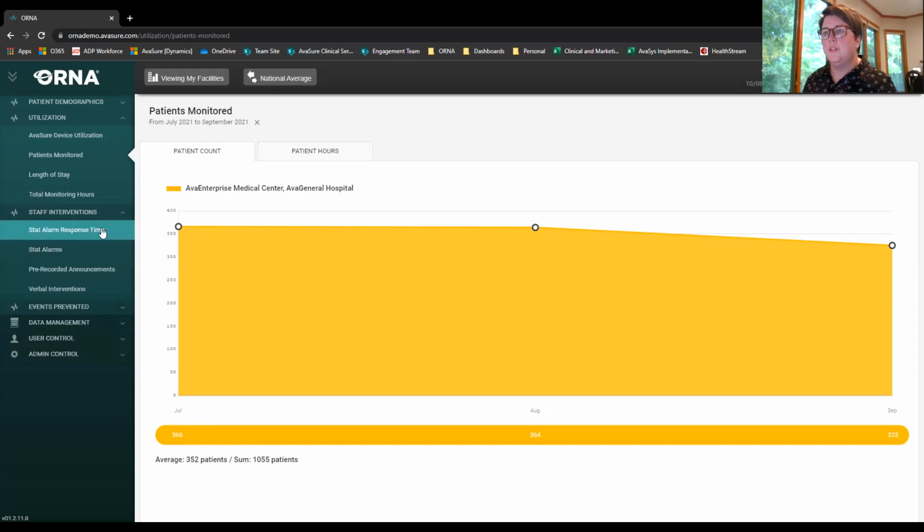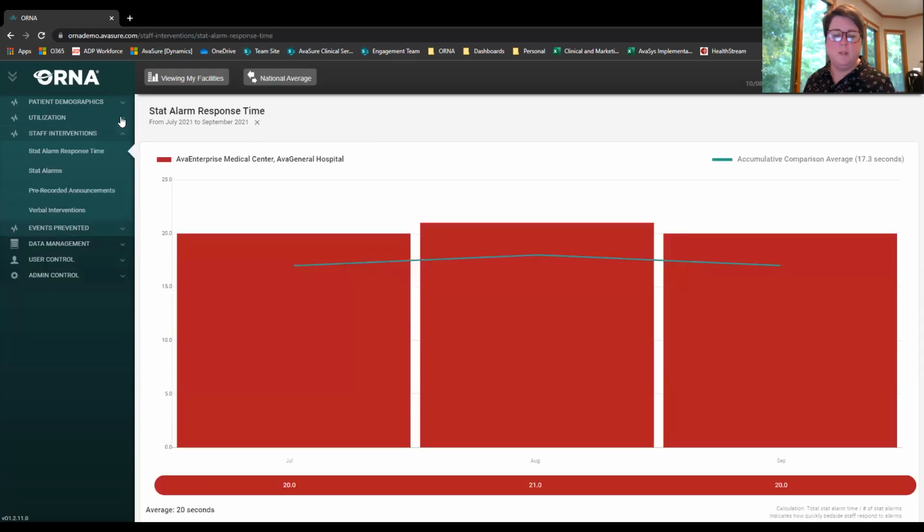The third section I want to take you to is the stat alarm response time. This section tells the program manager how often their staff are verbally interacting with the patients or how many stat alarms are being issued. Additionally, we're able to see how long it's taking clinical staff to respond to the stat alarms. Keep an eye on that stat alarm response time, as higher stat alarms do indicate an increased risk of falls, dislodging a device, or perhaps a staff member is in need of assistance because there might be a physical or verbal abuse situation in the room.